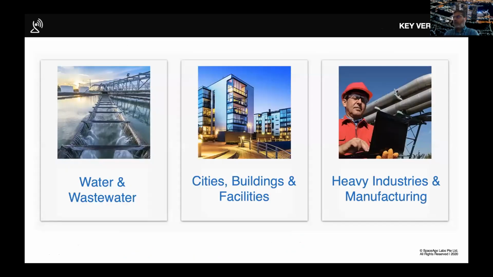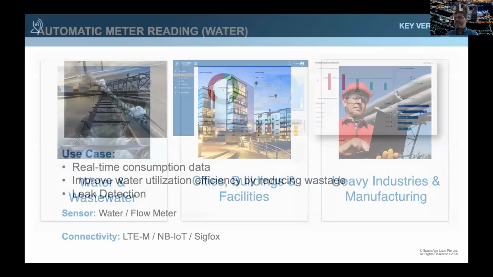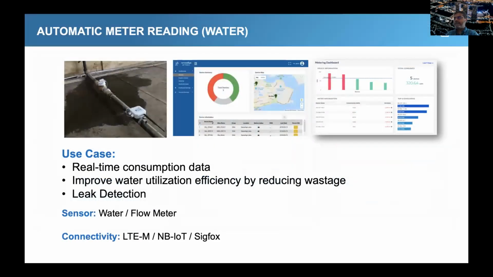So maybe I'll go through some examples now so that you can visualize how it really happens. So the first use case is with a manufacturing firm that had a lot of water related equipment that were consuming this utility.